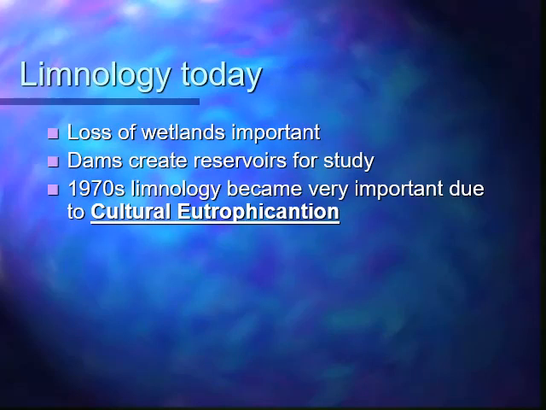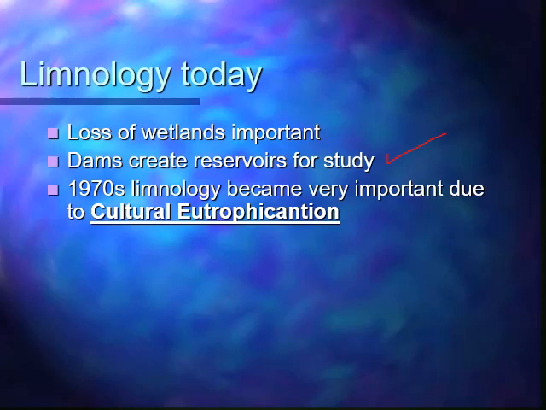Other important things were the loss of wetlands. We have a tremendous loss of wetlands in the United States. We know these are important for wildlife and other types of processes in nature. So that's something we need to stop and try to redevelop wetlands whenever possible. Artificial wetlands are becoming more popular for treatment of sewage. We've got dams, which created these reservoirs for study, and dams also create a lot of problems.